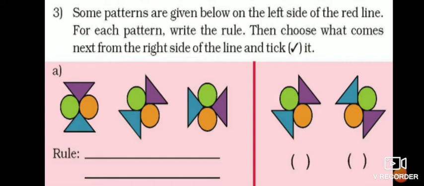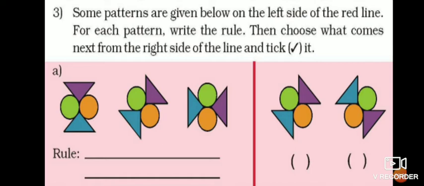Okay. So some pattern means there is only one example on the screen. There are a few more examples that you will get when you will be solving handouts. Okay, and those handouts you have to write in the notebook. So this is the first example, and you have to write the rule and which one will come after the third figure. That is, you have to complete the pattern. Then choose what comes next from the right side of the line and tick mark it.